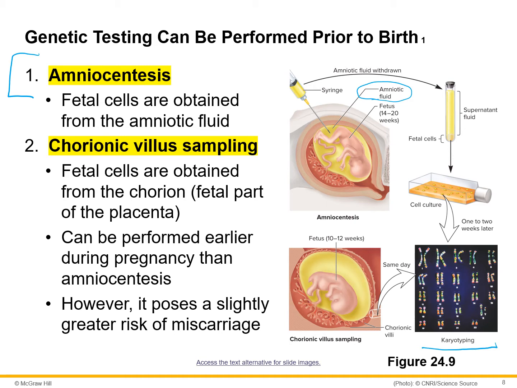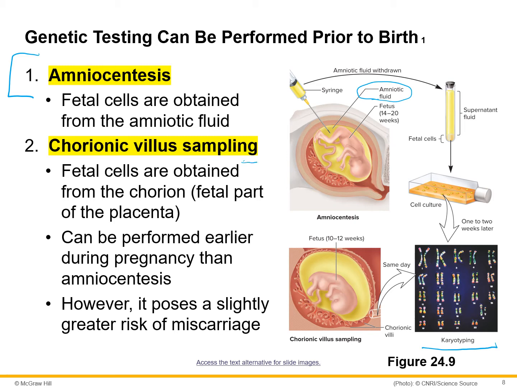The problem is, you can't generally use a maternal sample like a maternal blood sample because intact fetal cells do not pass into maternal blood. So the only way to actually get fetal cells is either through an amniocentesis.